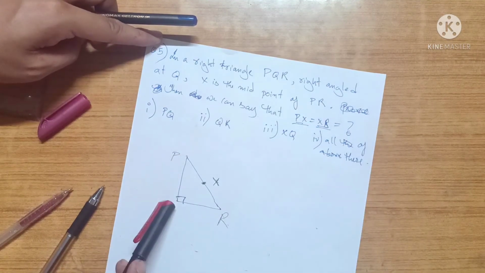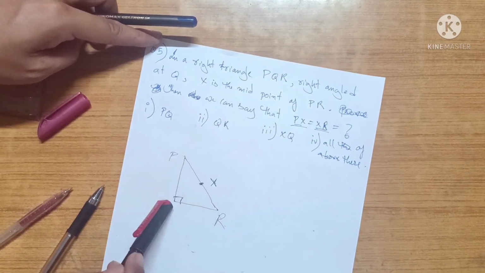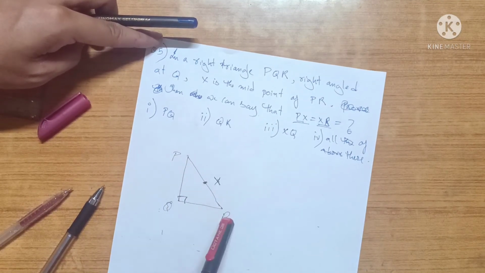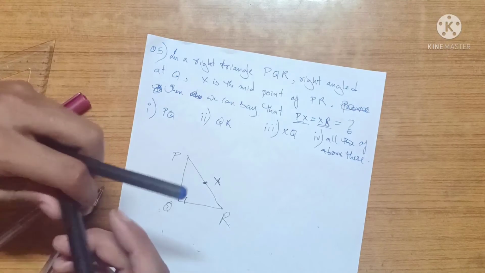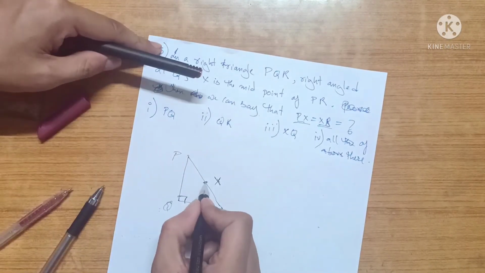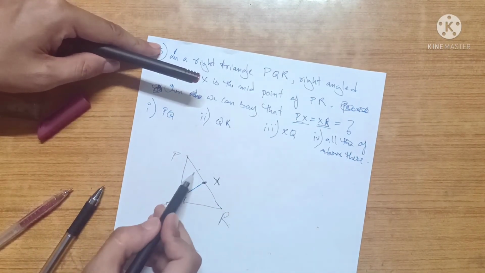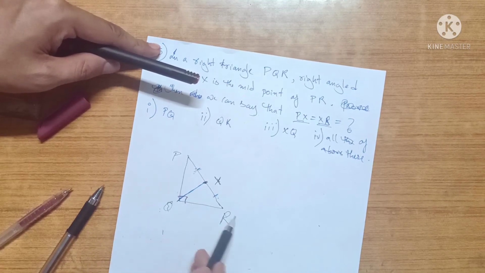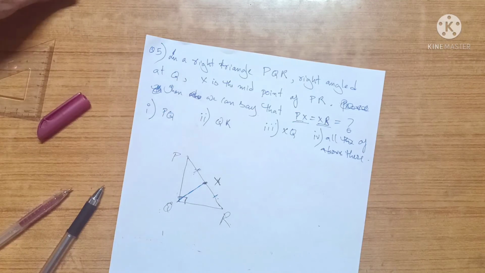Is it equal to PQ? PX and XR, is it equal to PQ? Or PX and XR, is it equal to QR? Or PX and XR is equal to QX? So let's join this also, QX. So they're asking this and this is equal, but this and this will also be equal to this or this. So this is a little tough question, but at the same time, I think this is more important than the rest because this is a textbook question which I made into MCQ.